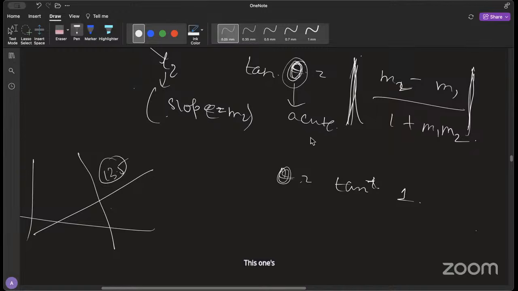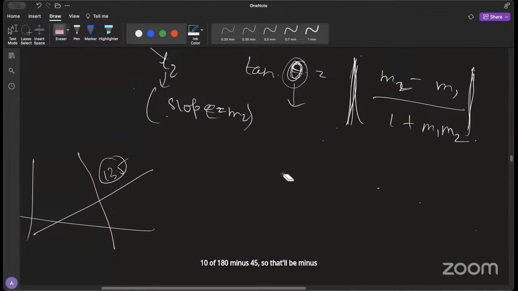But this one's for the acute one, I think. Yes, for tan of 180 minus 45, that will be minus tan 35, which is what you are getting. That's correct.